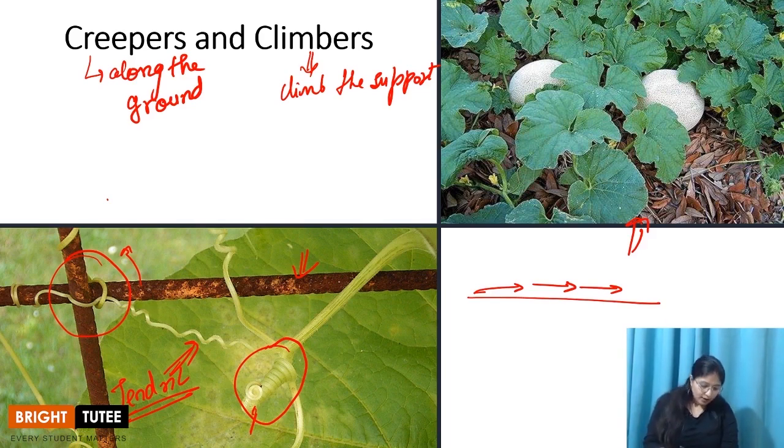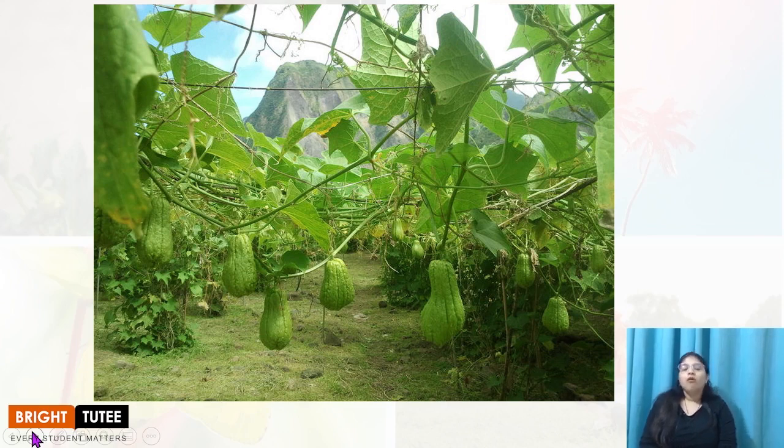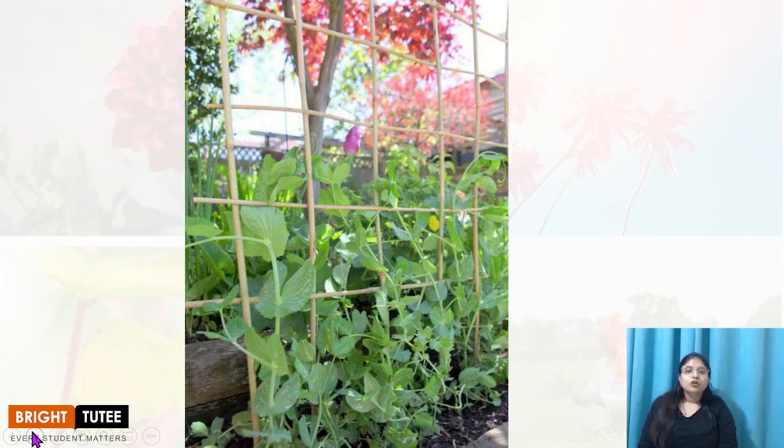I hope you were able to understand the difference between all the categories of plants that we've studied. And next time, whenever I give you an example, or any of your teachers or friends give you an example, you will be able to tell them what the category of that plant is. Now, let's move on and answer some questions.